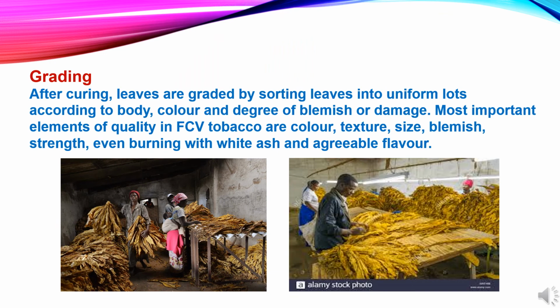Now grading. After curing, leaves are graded by sorting leaves into uniform lots according to body, color and degree of blemish or damage. The most important elements of quality in FCV tobacco are color, texture, size, blemish, strength, even burning with white ash and agreeable flavor.